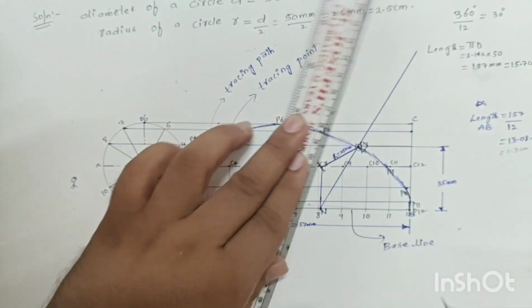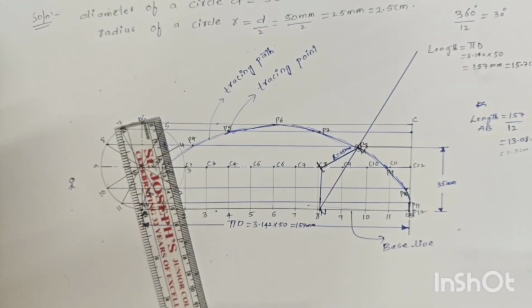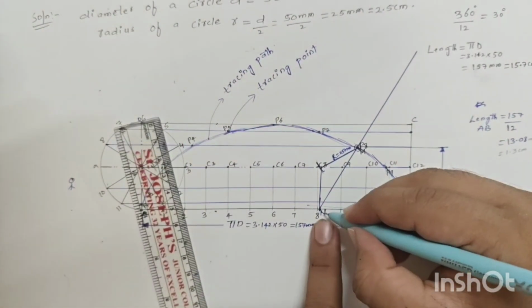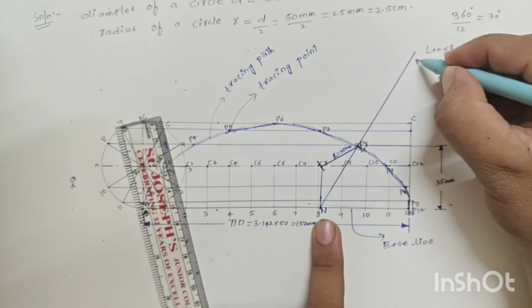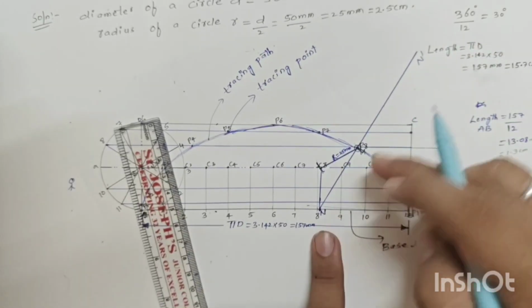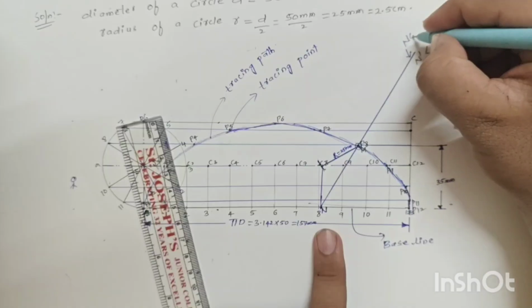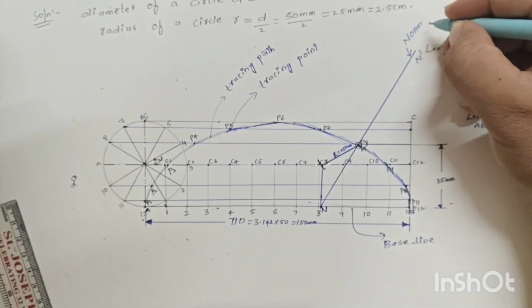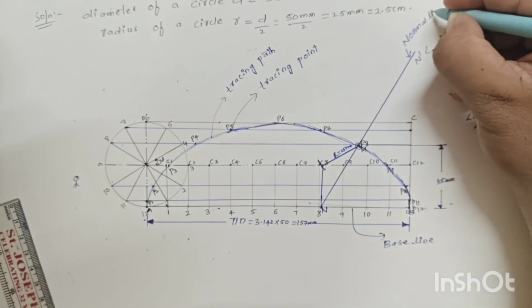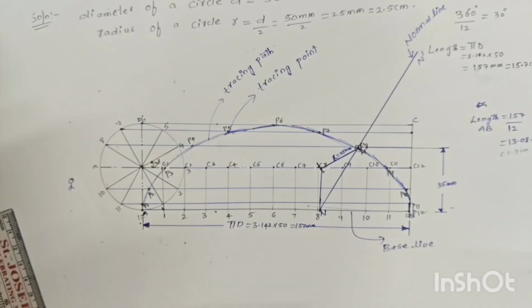Where we have to pass here? Normal to median. So this is N and N dash. N and N dash. So what we can say? Normal line. So this line is called as normal line. Meanwhile, we need to draw the tangent line. We know that tangent line is always perpendicular to the normal line.